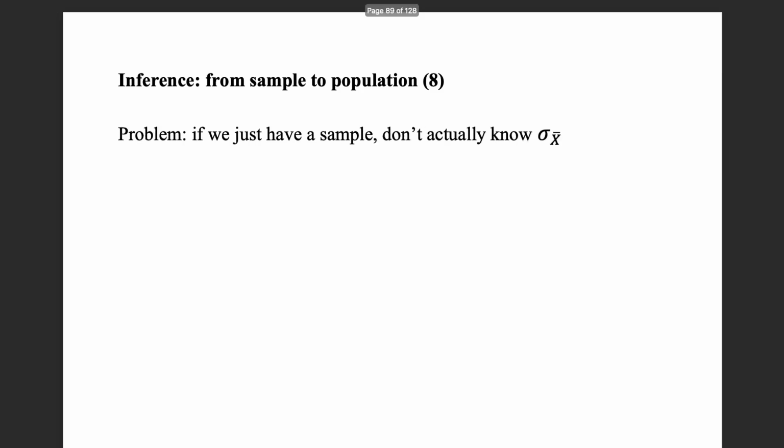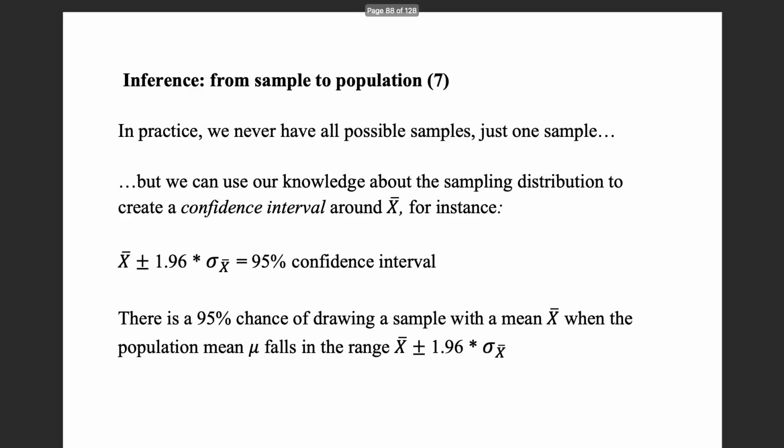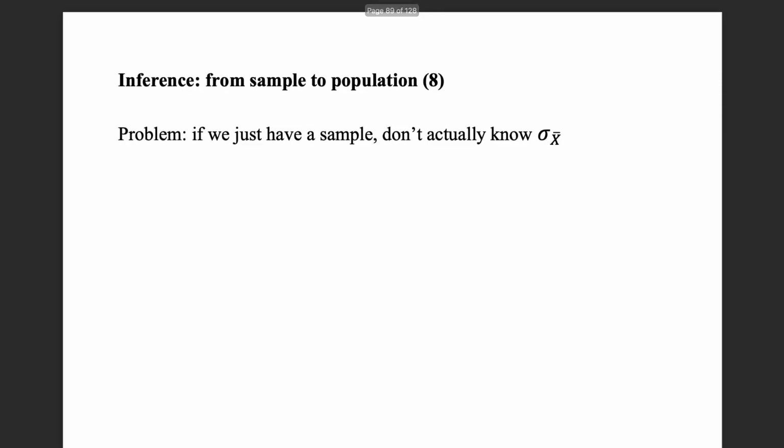So this gives us a little bit more to go on, but there are still a couple of problems we need to solve. One problem is that if we just have a sample, we don't know what the population standard error is. If we want to fill in this formula, we need the population standard error. But if we only have a sample, we don't know it. So that's a problem, of course.